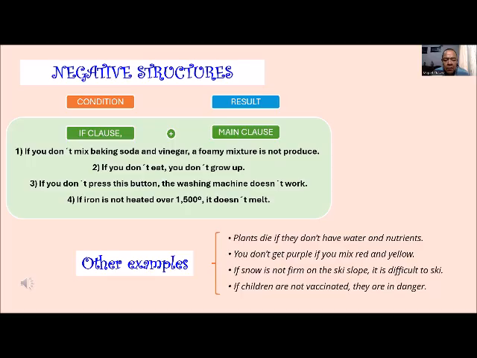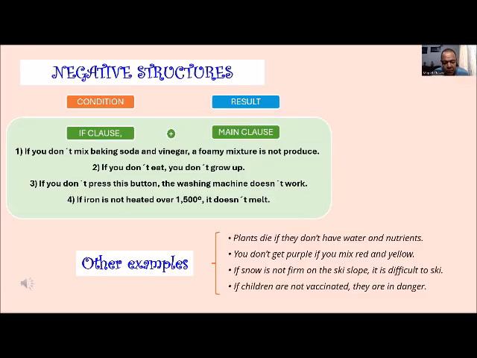Just like all conditionals, negative zero conditional sentences have two clauses or parts. One that expresses the condition, introduced by if, and the other that expresses the result. For example, number 3, if you don't press this button, the washing machine doesn't work. The auxiliaries don't and doesn't, or the particle not with the verb to be, mark the negative, which can appear in one or both clauses. For example, number 4, if iron is not heated over 1500 degrees, it doesn't melt.